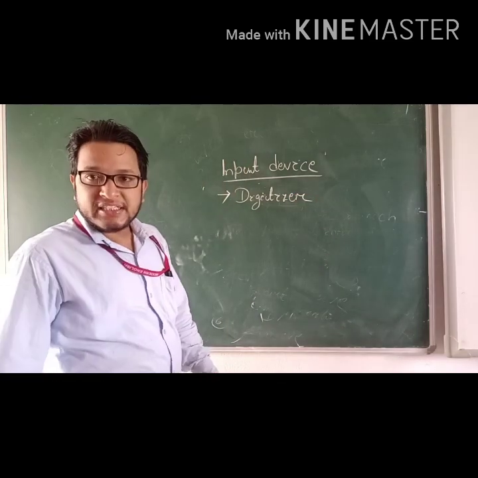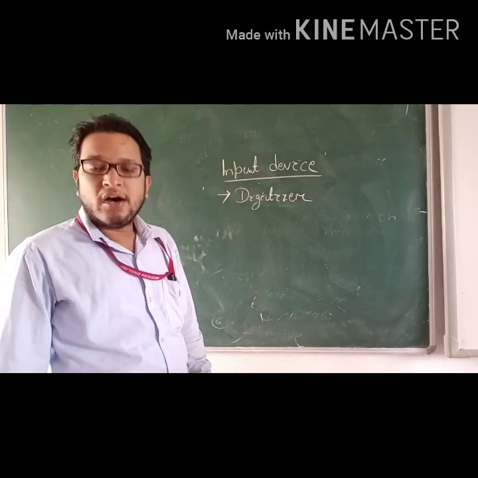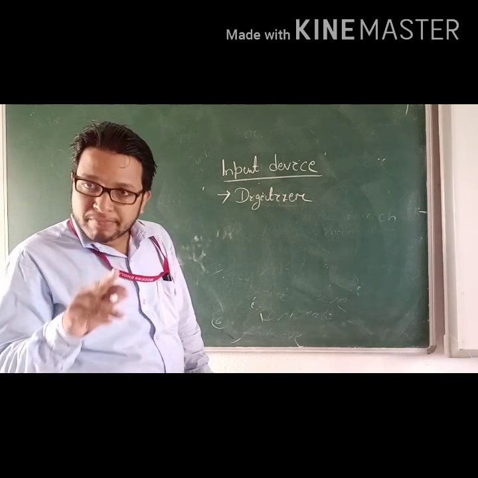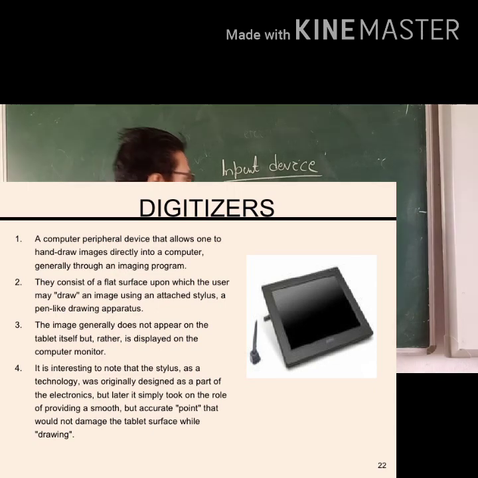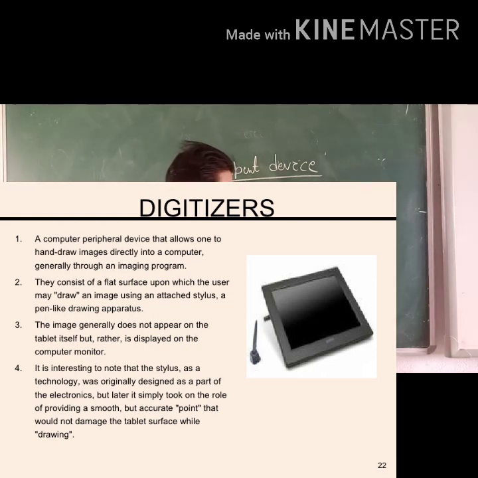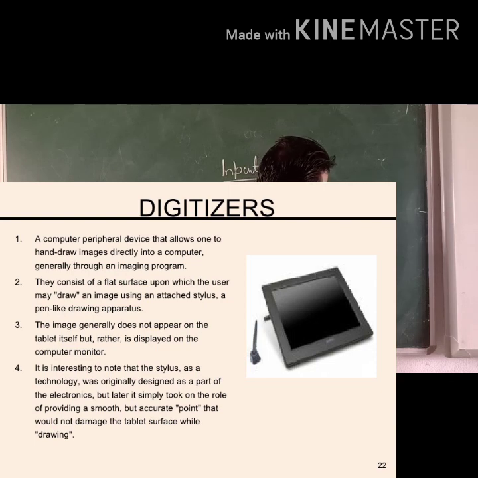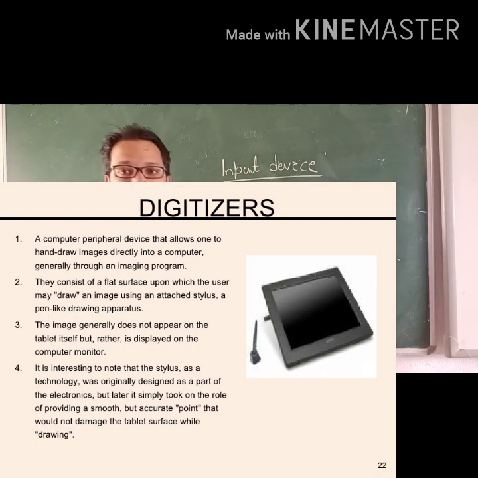Okay, student. The digitizer is a source type of input device which transfers analog information into digital form. It converts analog information into digital form. Student, digital form means obviously it will be stored in the computer.